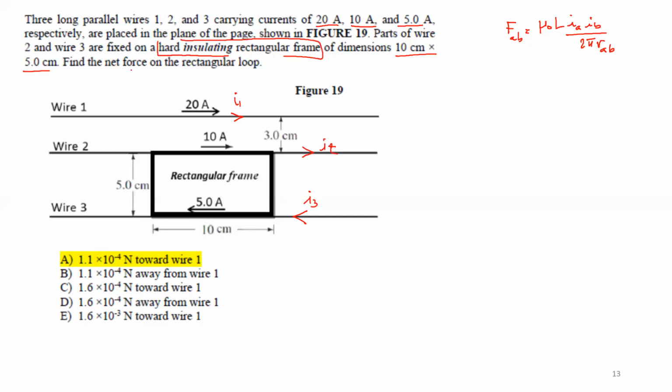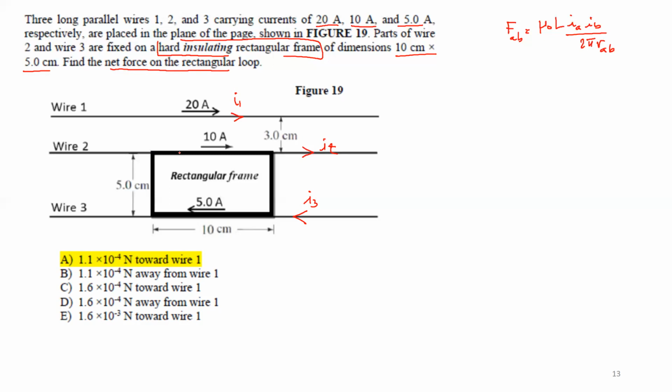Now the question is the net force on the rectangular loop, which is insulating, by the way, but I attach it to wires that are attracting each other or repelling each other. So the question is, what's the net force on the rectangular loop due to the fact that it's attached to wires? Okay, great. Let's calculate that.